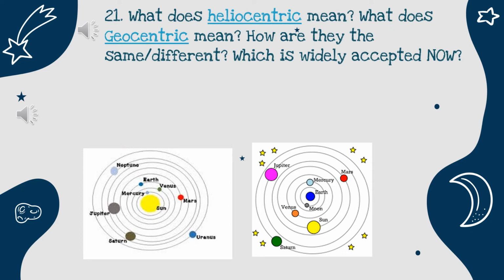Number 22, what does heliocentric mean? What does geocentric mean? How are they the same or different? And which is accepted now?